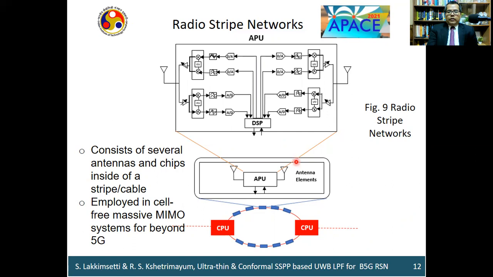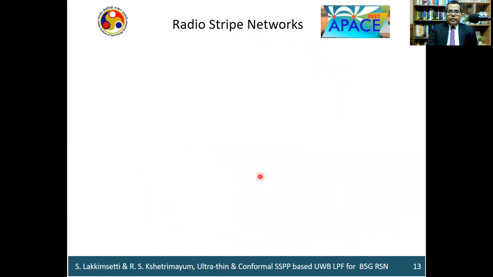Radio strap networks have CPUs connected with many access points. Many access points are connected with antenna elements, and many processing circuits are also there. So this would be like sequential circuits printed on a very thin layer, which I have already shown you at the beginning. But the inventors do not disclose how to implement this radio strap network.